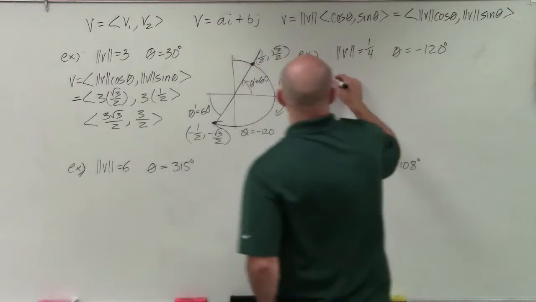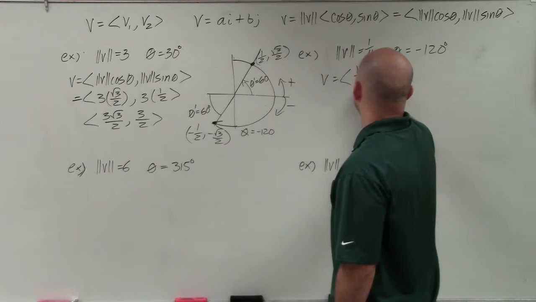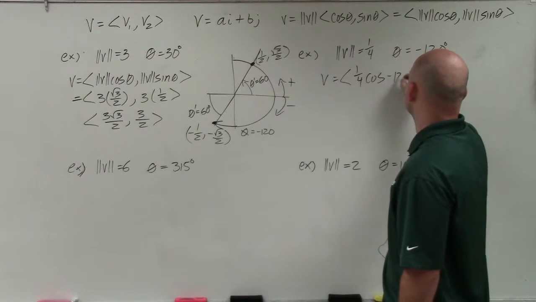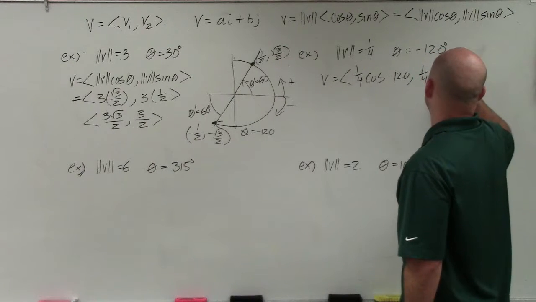So now when I find my vector v, basically what I'm going to do is take 1/4 times the cosine of negative 120. Actually, I'll just write that out. Comma 1/4 times the sine of negative 120.